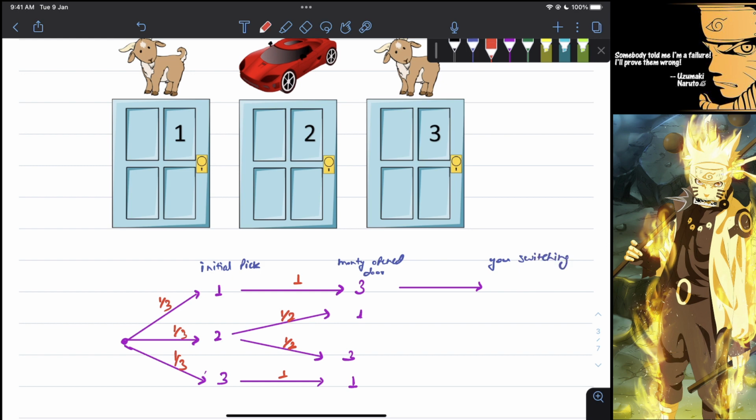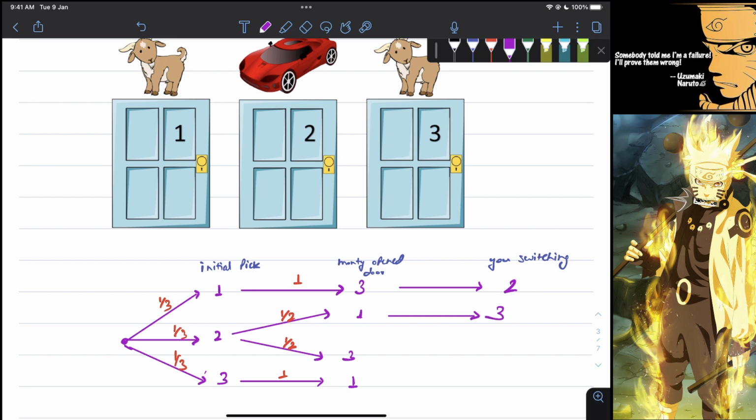So if you are switching, you initially chose door number 1. Monty opened door number 3 and you are switching. Can I say you will simply pick door number 2 then? Of course, initially 1, then you will go to the 2, right? Then you chose door number 2. Monty opened door number 1. You chose this one, Monty opened this one. You will switch to door number 3. If this is the scenario happening, you will switch to door number 3.